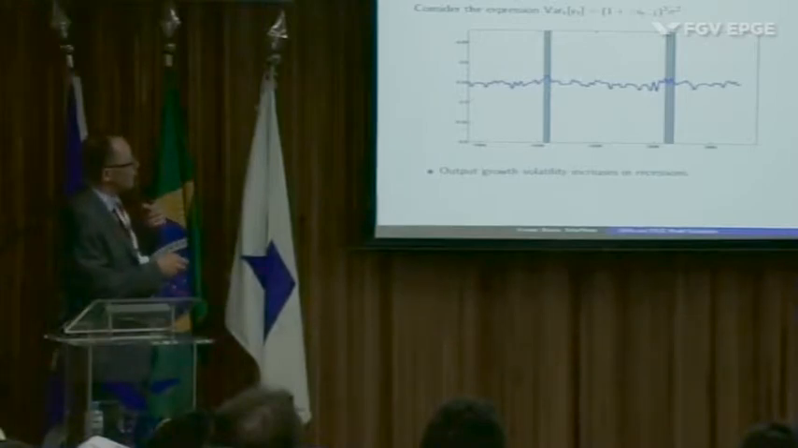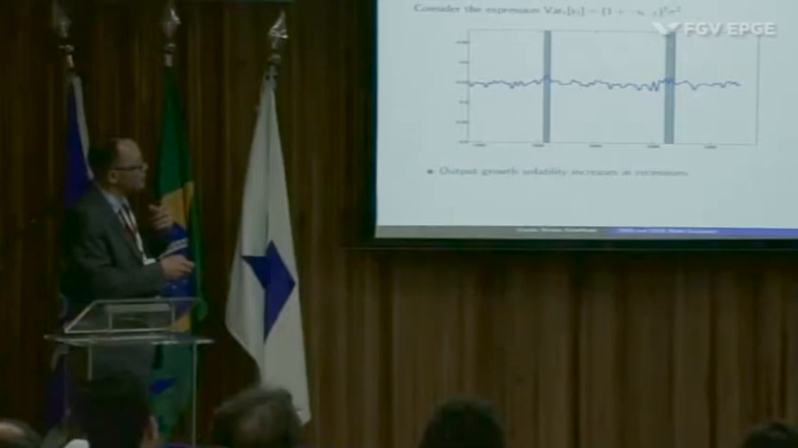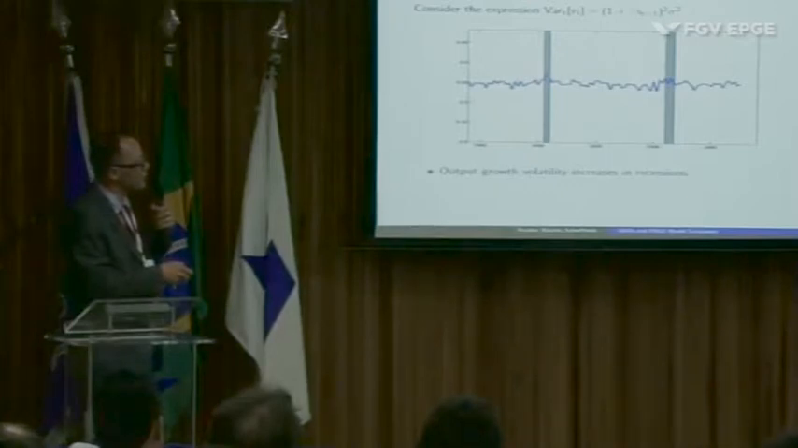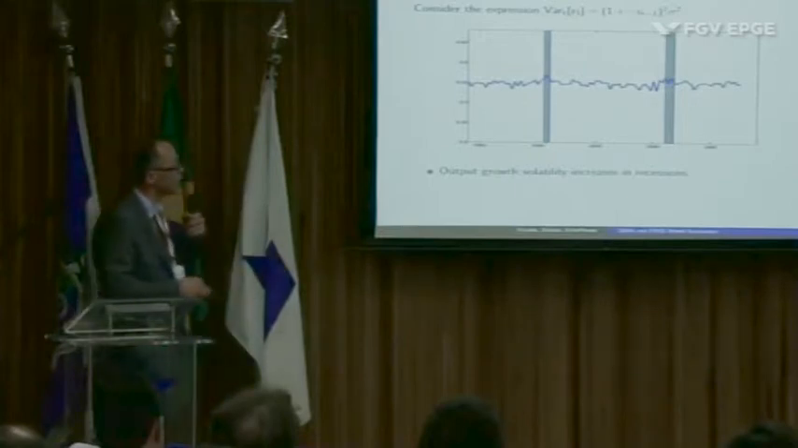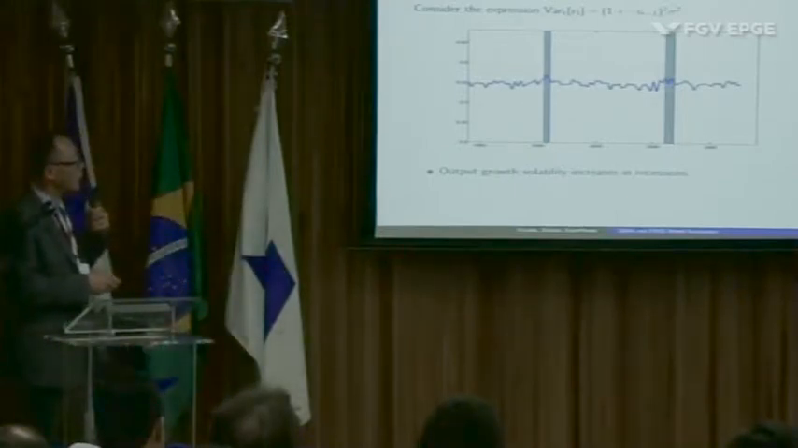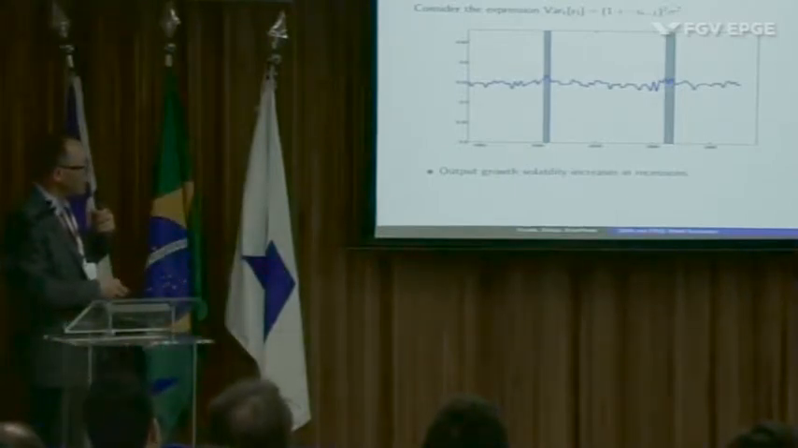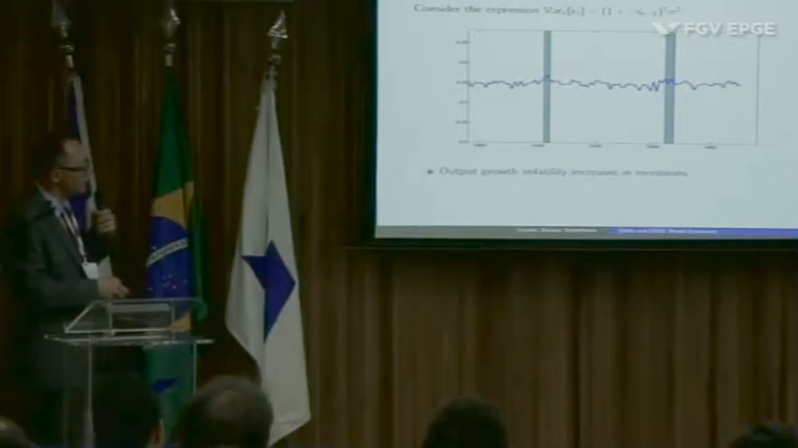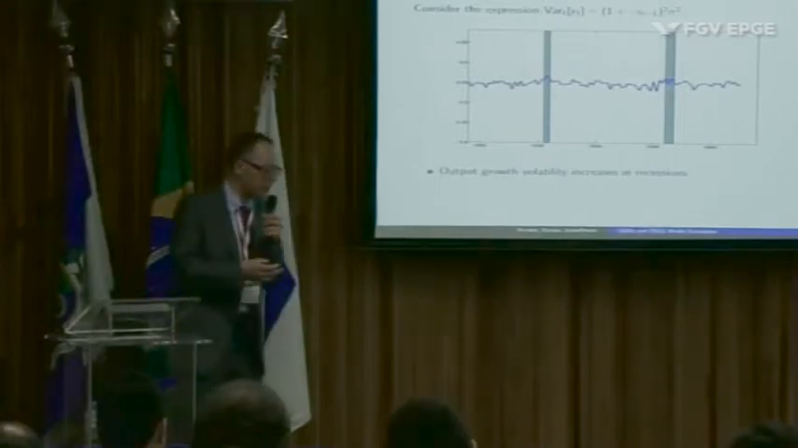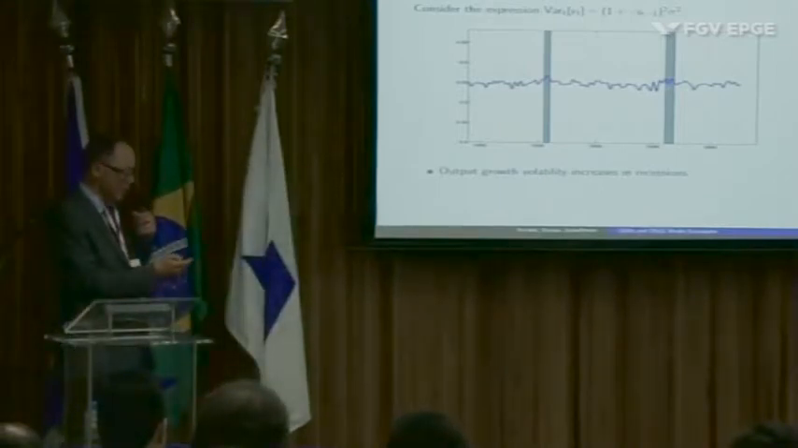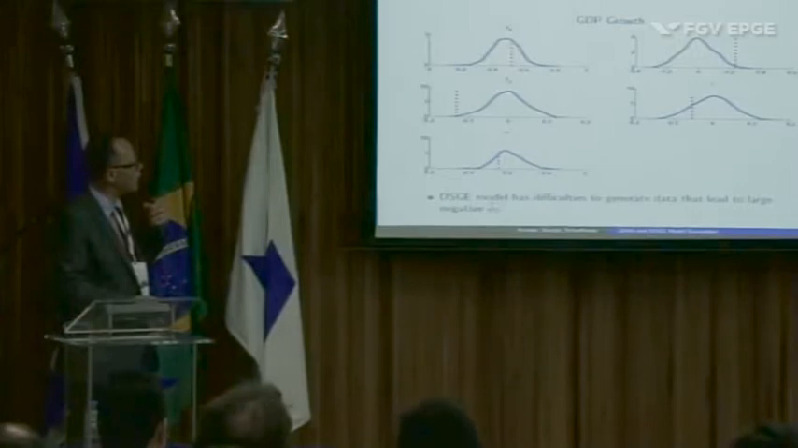Now, we can calculate the conditional variance. Due to this gamma here, it's not constant, it's varying over time, and it's marginally larger in these recession periods, but really just very marginally, because the gamma is relatively small. So qualitatively it goes in the direction that output growth volatility increases in recession, but quantitatively what you pick up with this model isn't particularly strong.